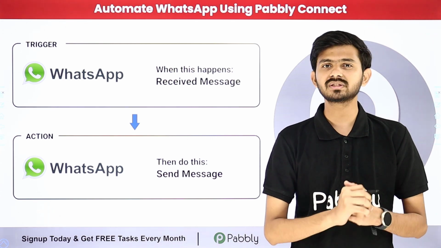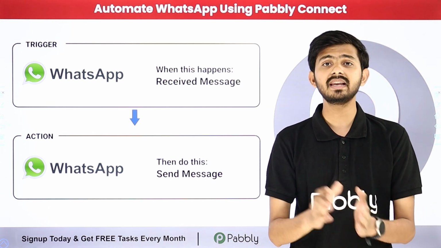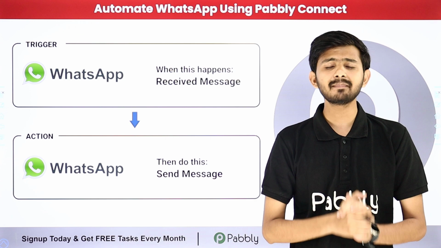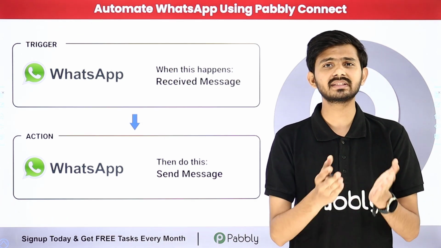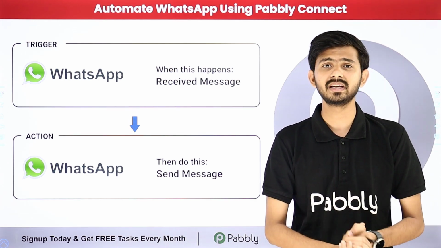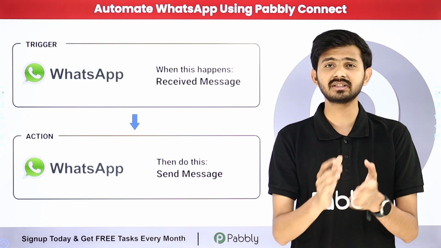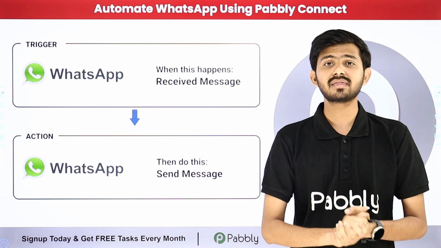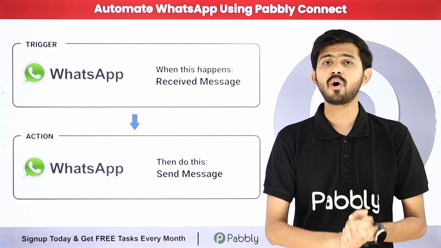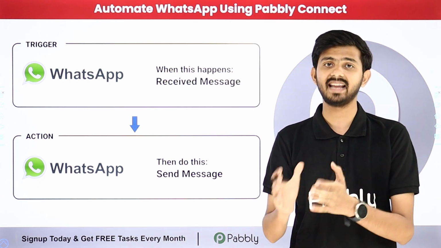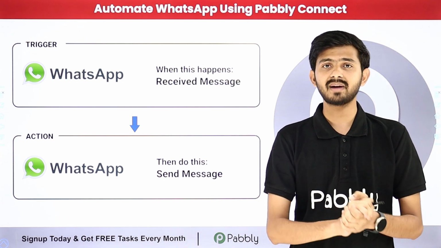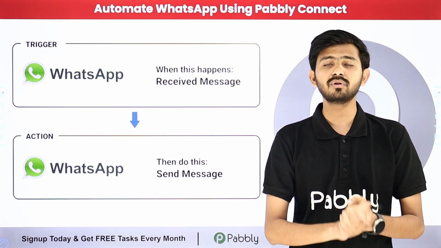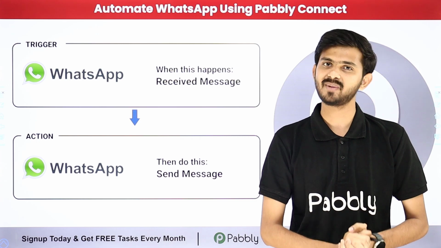As we all know, WhatsApp is an application used by billions of people worldwide, and sending messages on WhatsApp to your customers, leads and inquiries is time consuming, and retrieving the messages from your customers is also prone to errors. So to save your time and energy, we are going to automate this process by using Pabbly Connect. To learn about this automation, let me take you to my computer screen.